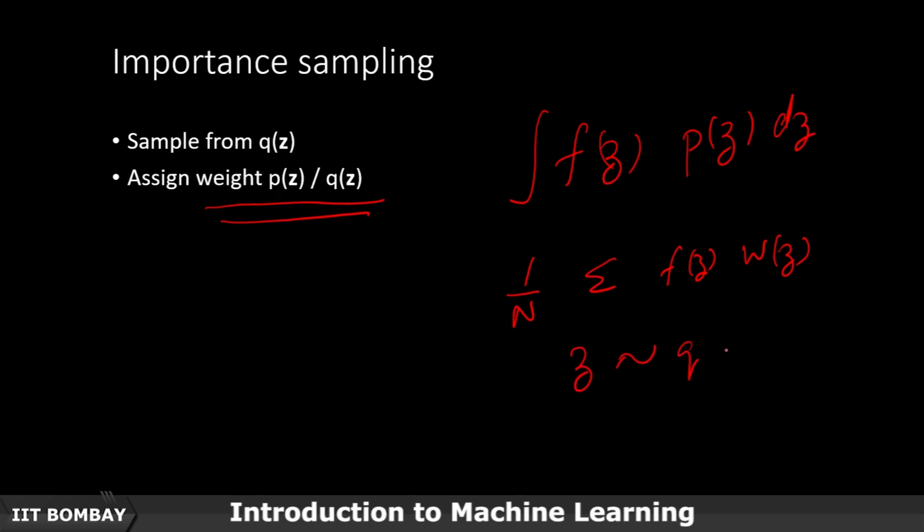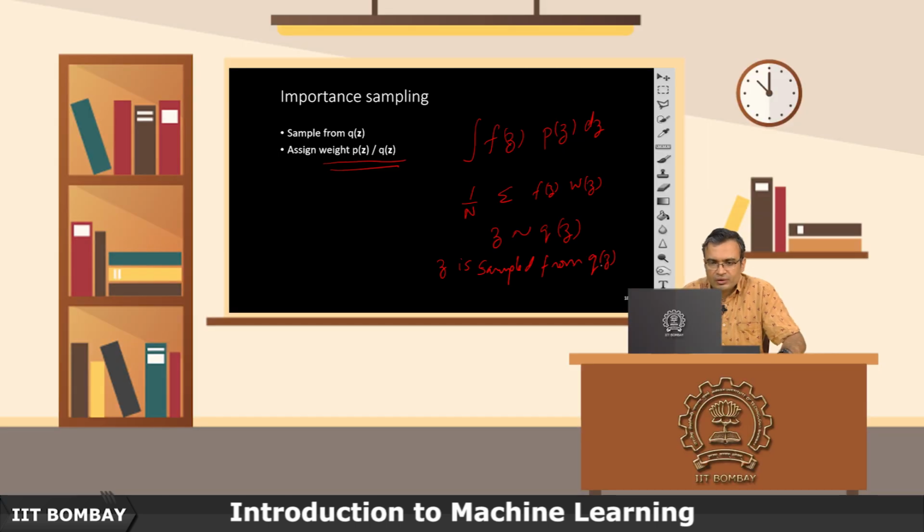So this symbol means z is sampled from q of z, okay. So it will help us do this integration, and this weight is now the ratio, so that we know that from Monte Carlo, if it was sampled from z, then basically this would have been, if we did not have the weight, this would have been integration over q of z.